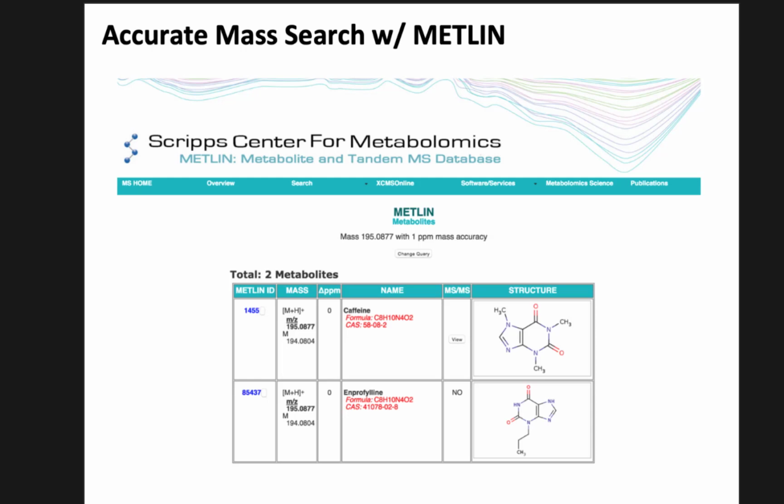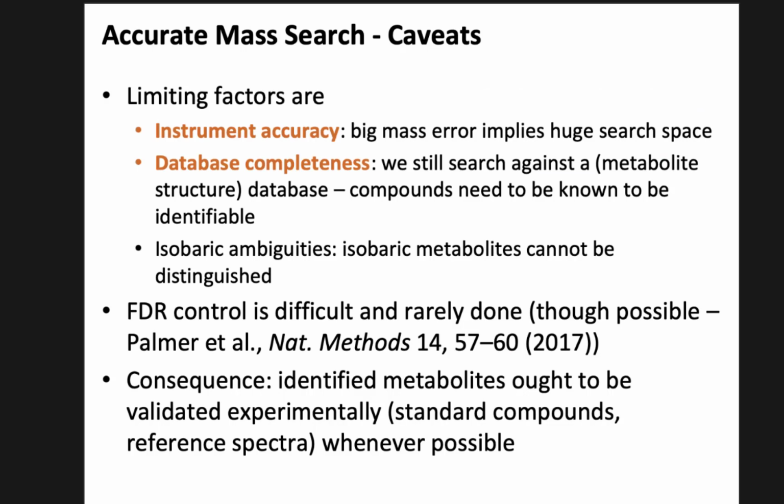Sometimes you can exclude them if you're pretty sure that there can't be any caffeine in your sample, then that's okay. But if you're working with urine, you can be pretty sure that you would find it there. It would make sense. So it depends on your context again. Limiting factors are usually the instrument accuracy. You can't really do that if you don't have enough mass accuracy. The other issue is database completeness. We can only find things that are in the databases.